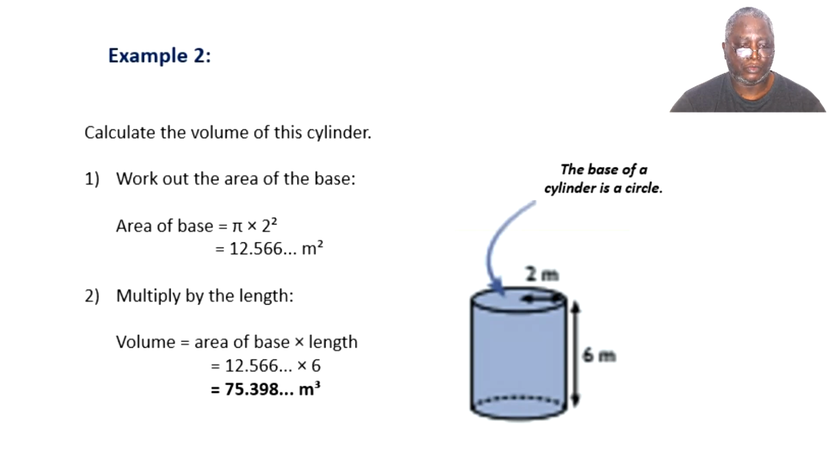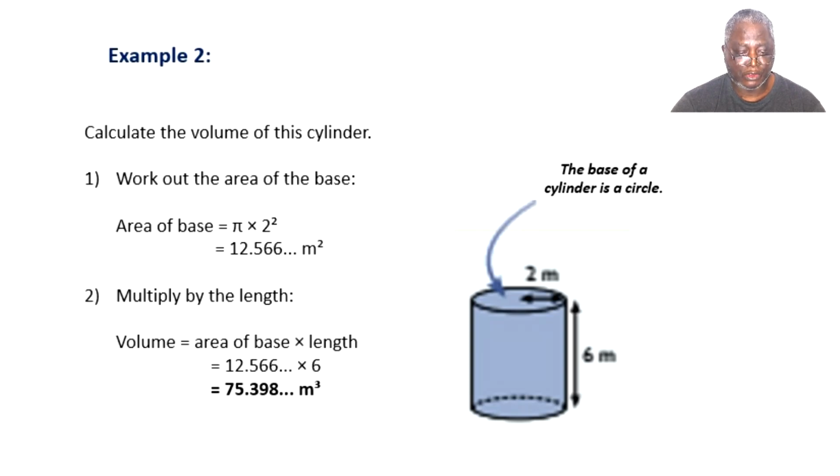Please study the diagram on the right. Example 2. Calculate the volume of the cylinder. First, work out the area of the base again. Area of base is equal to pi times radius squared, which is equal to pi times 2 squared. Multiply that by 4 and your answer will be 12.566 square meters. Secondly, multiply by the length. So the volume will be equal to area of base times length.